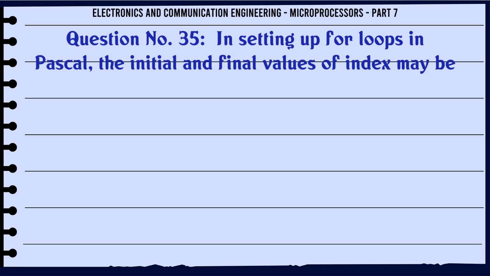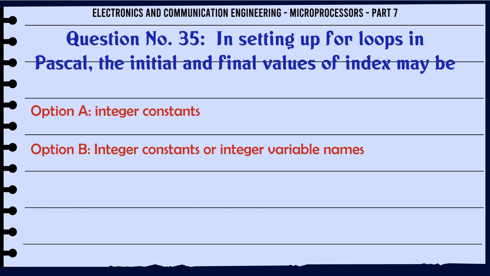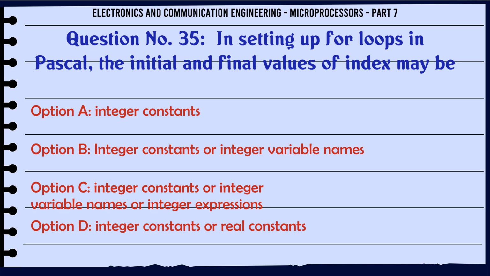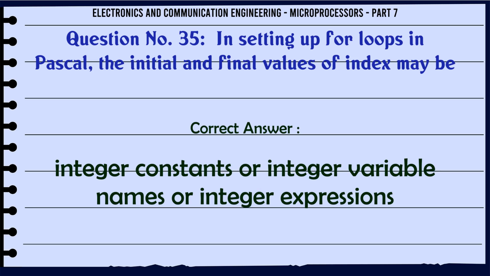In setting up for loops in Pascal, the initial and final values of index may be A. Integer constants, B. Integer constants or integer variable names, C. Integer constants or integer variable names or integer expressions, D. Integer constants or real constants. The correct answer is integer constants or integer variable names or integer expressions.